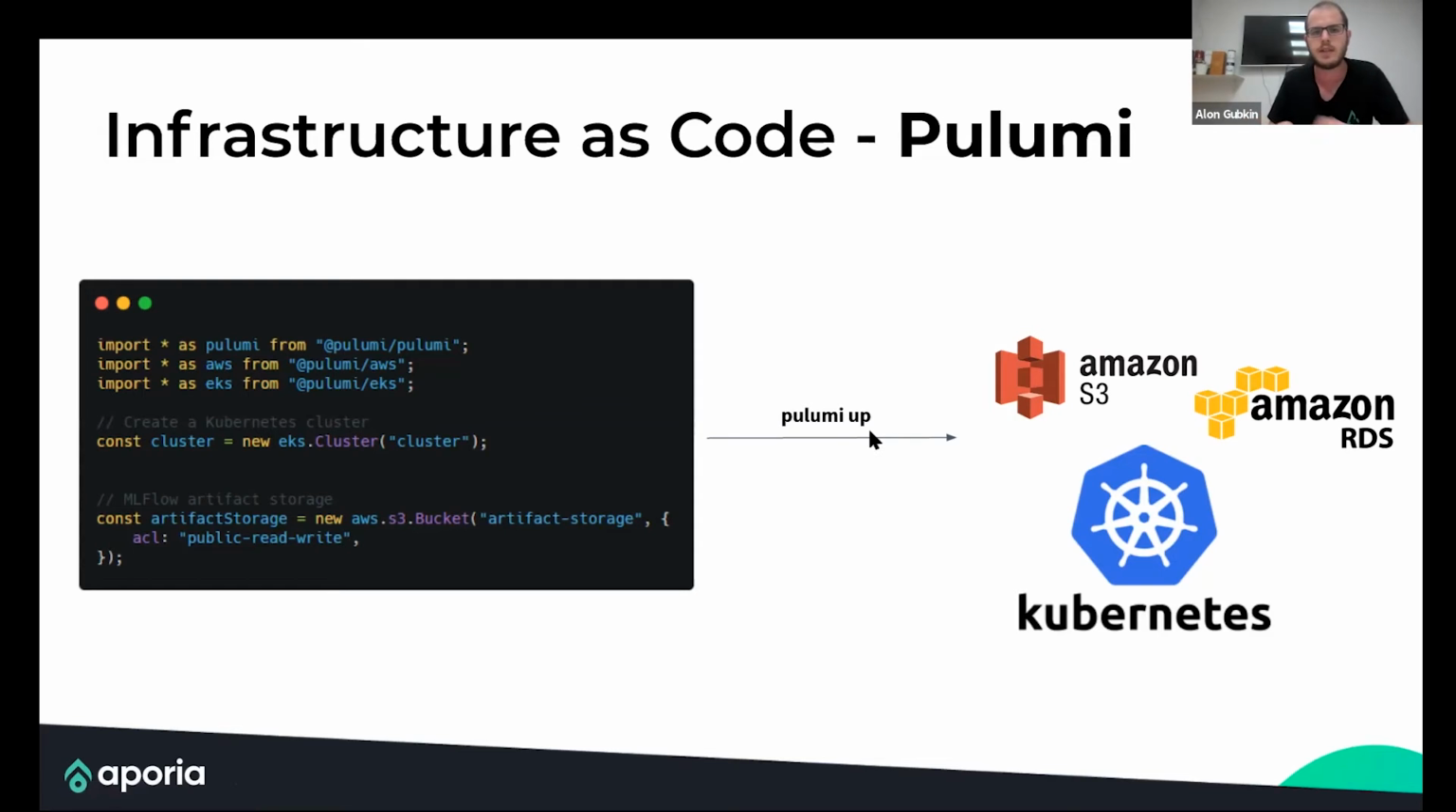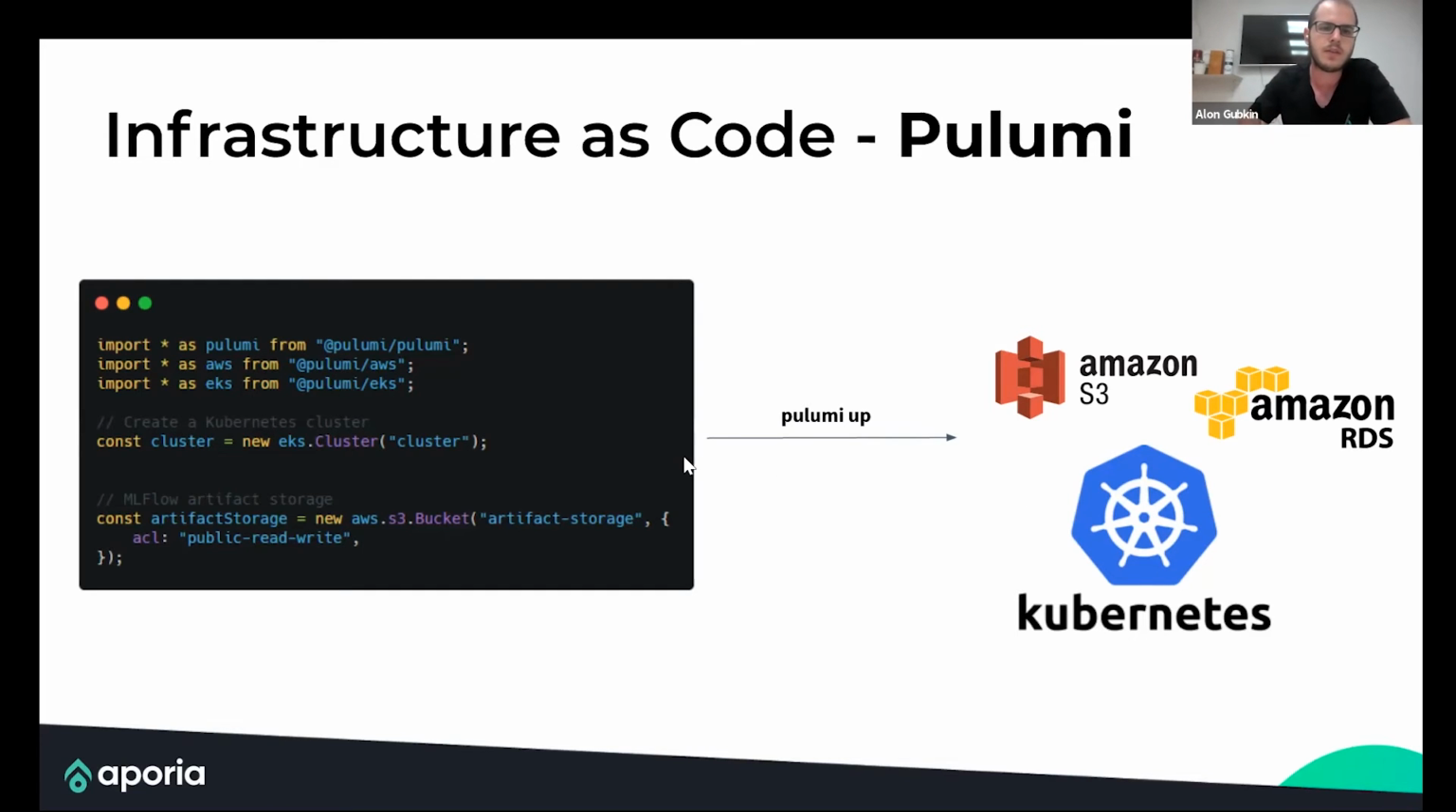So I have this code file, and then I run Pulumi app. Pulumi makes sure to spin up those resources in the cloud. Okay, so if I write here that I want an EKS cluster, then Pulumi makes sure to create this EKS cluster in AWS. Okay, I hope this makes sense.